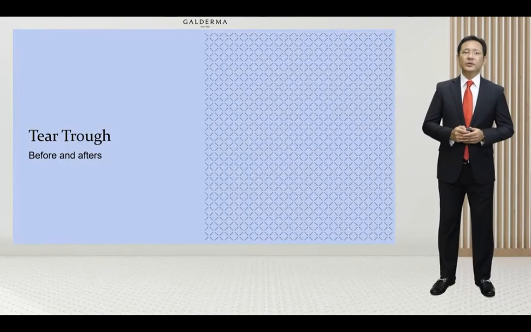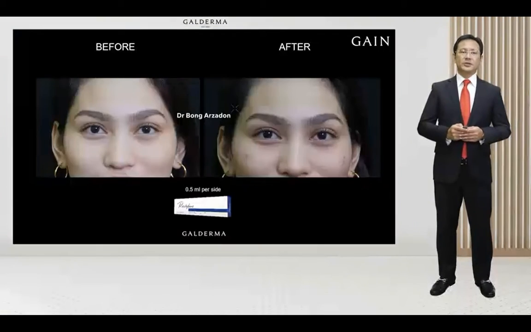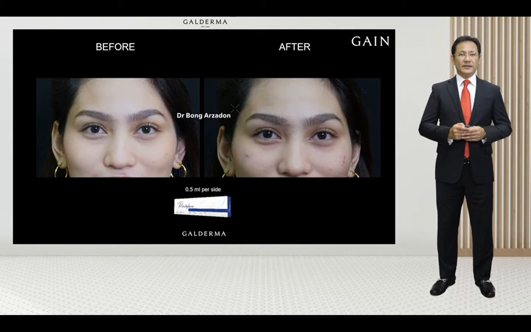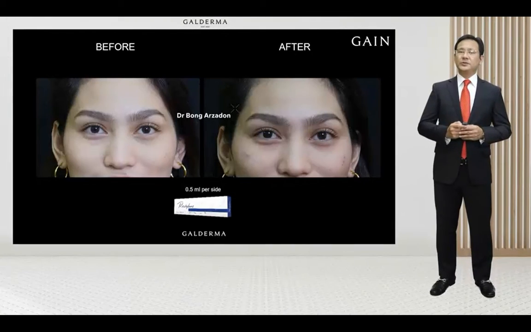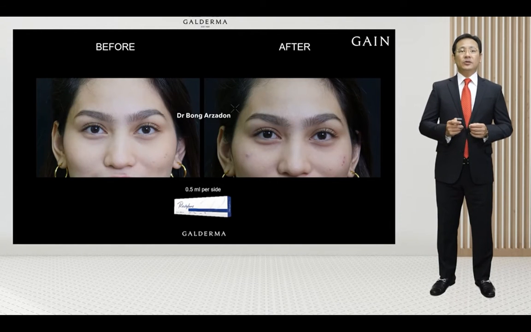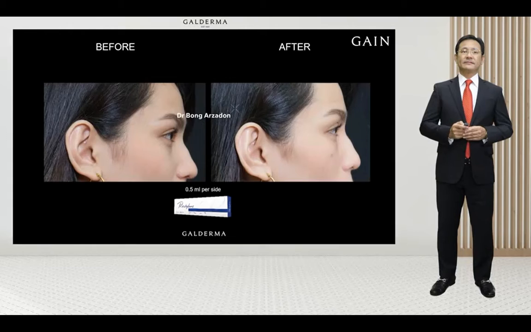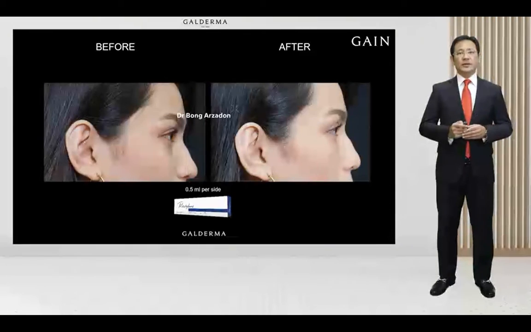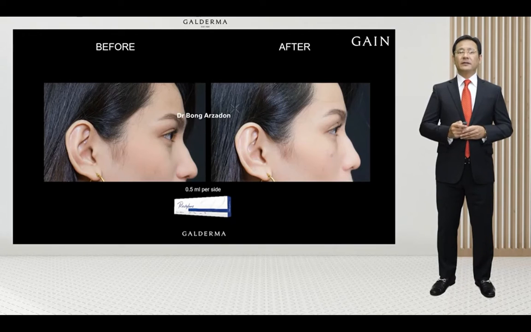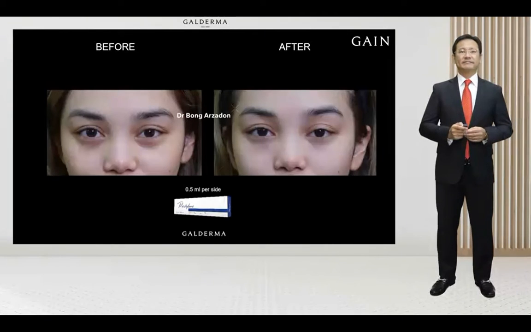Let me present to you the before and after pictures. These are the front view of the pictures of the first case using cannula. Notice the improvement of her tear trough deformities. Right side views, I use a total of 1 ml of Restylane Classic.